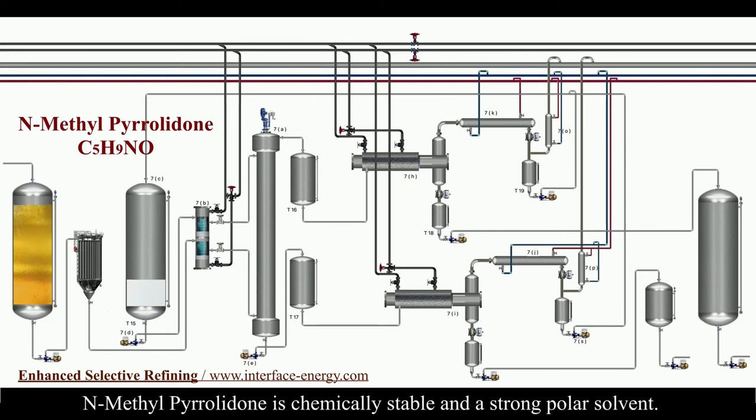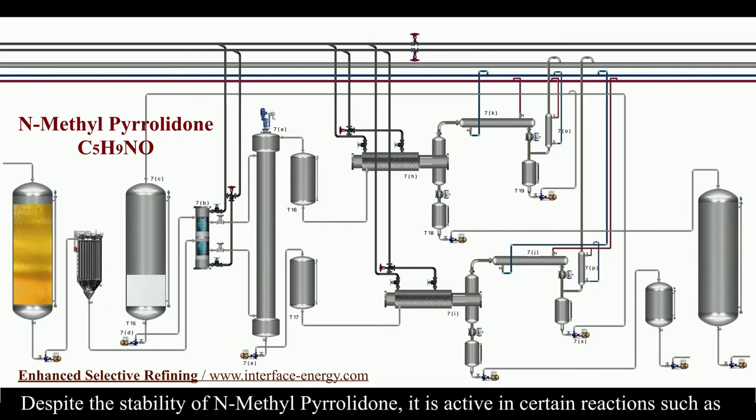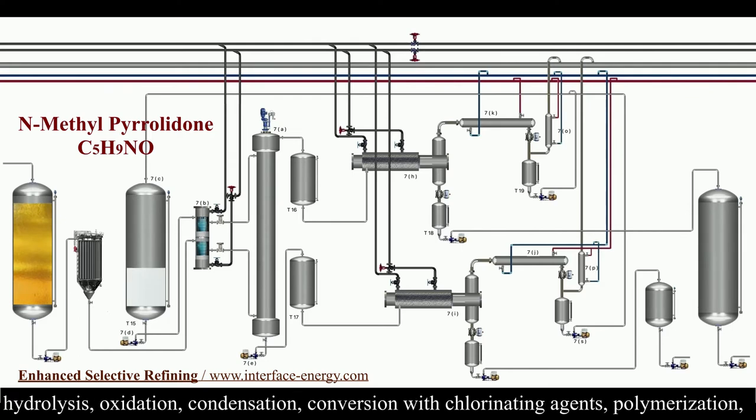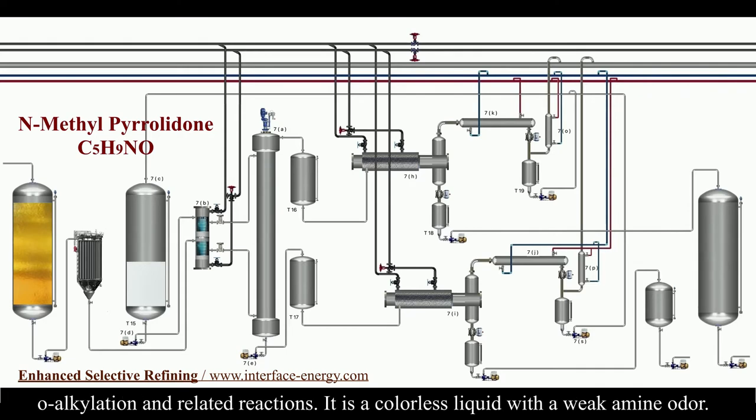N-methylpyrrolidone is chemically stable and a strong polar solvent. Despite the stability of N-methylpyrrolidone, it is active in certain reactions such as hydrolysis, oxidation, condensation, conversion with chlorinating agents, polymerization, O-alkylation and related reactions.